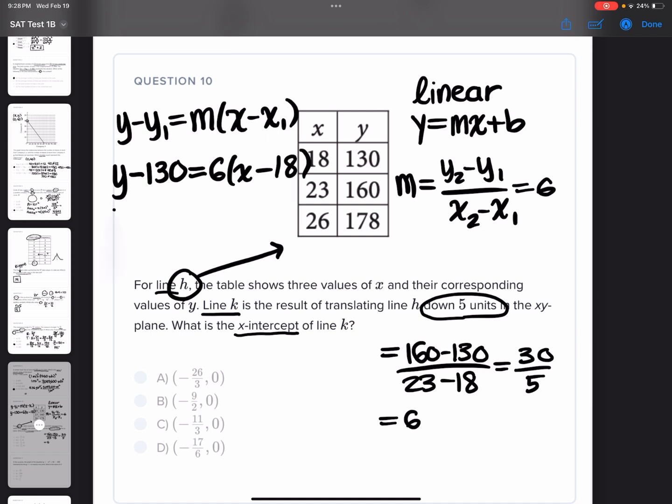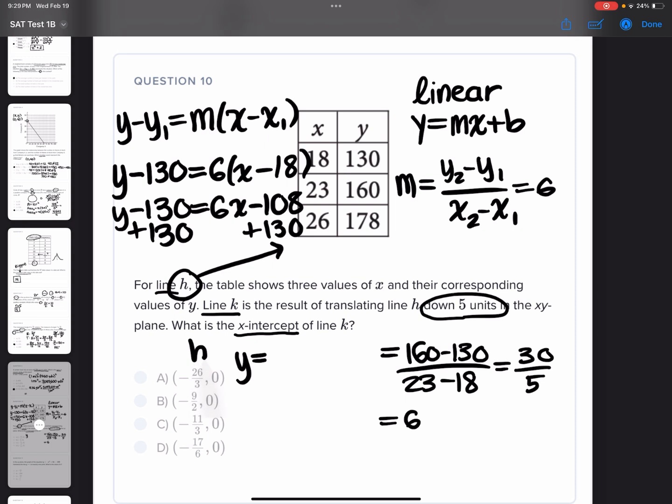So we're going to solve for this. y minus 130 equals 6x, and then 6 times negative 18 is negative 108. Add 130 to both sides. Your equation of line H, remember, this is line H only, is 6x plus 22. Okay, however, this is just line H, so we can't really work with this yet.